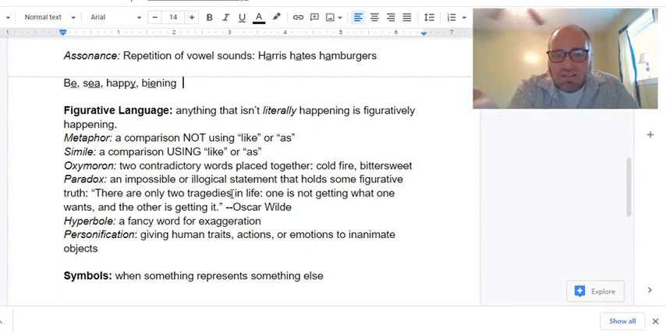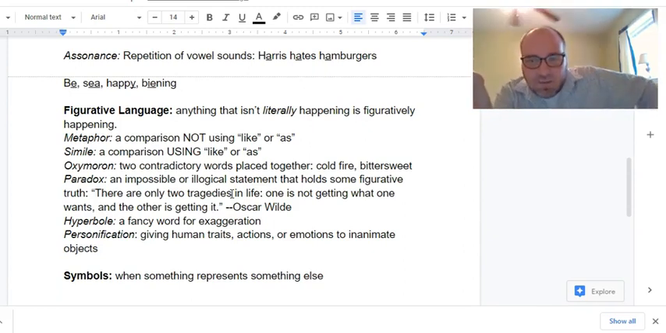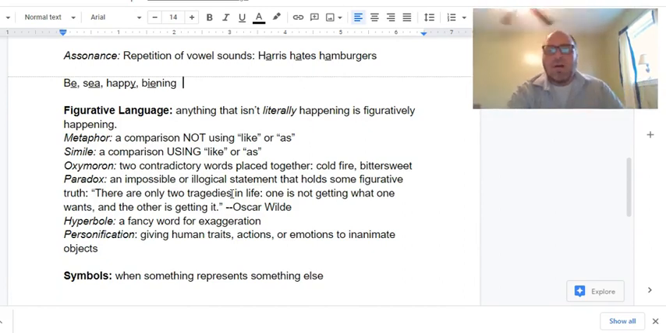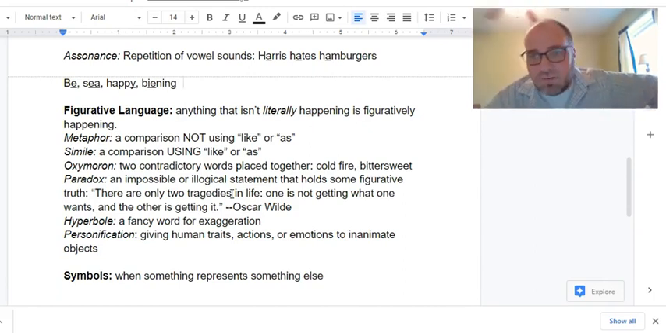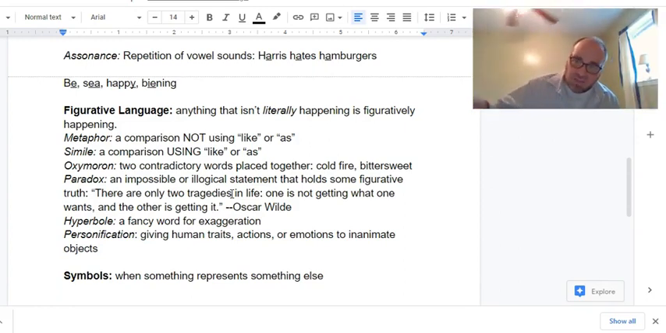Figurative language is anything that's not literally happening, right? One of the things that bothers me, maybe it's a pet peeve of mine now, is that we use the word literally now to mean figuratively. Like I see people saying, I'm so hungry I could literally eat a horse. And you're like, no, you couldn't. You would explode. A horse is bigger than you are. What you mean is you're so hungry you could figuratively eat a horse, but you're using the word literally to add emphasis to your figurative statement.